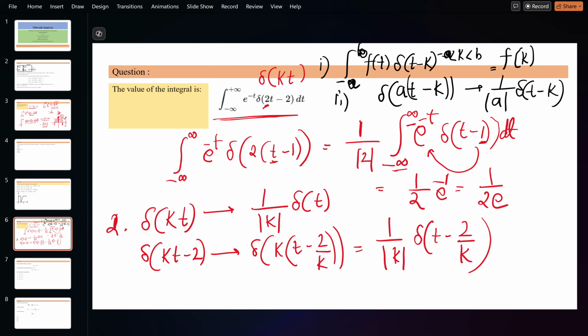Okay, these two theorems are there. Now let's move to how to solve this problem.